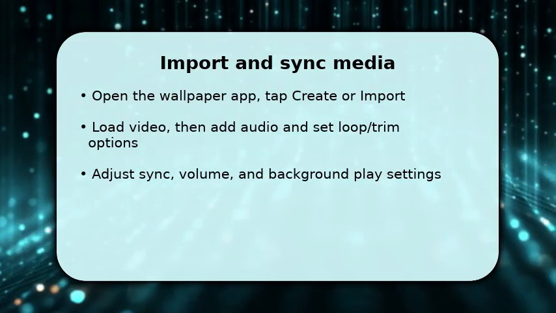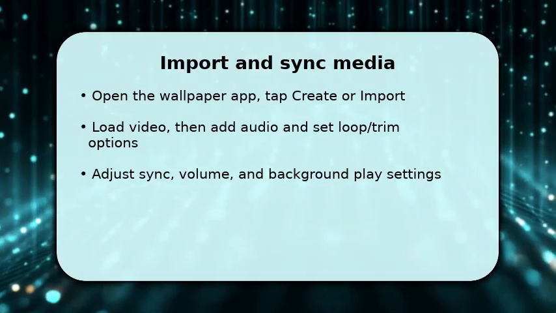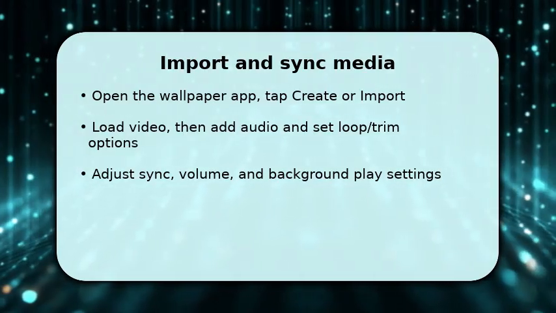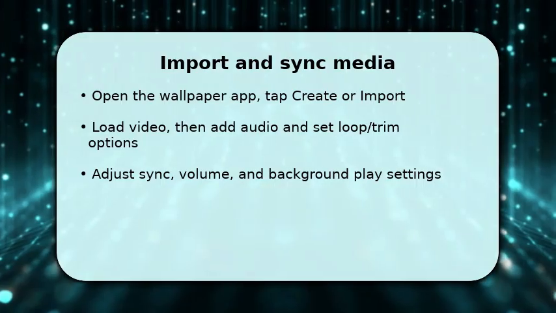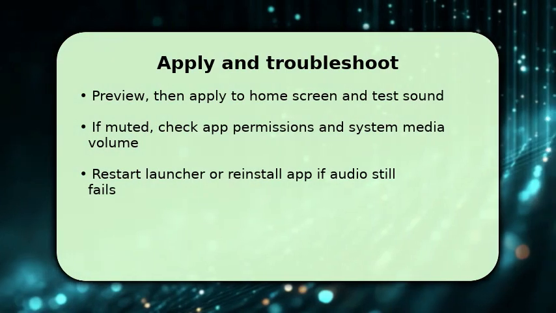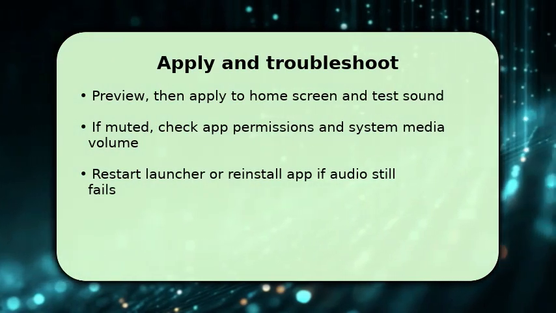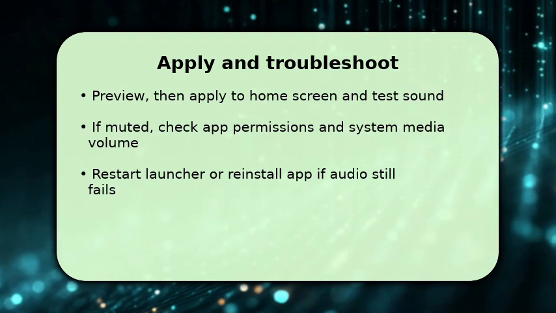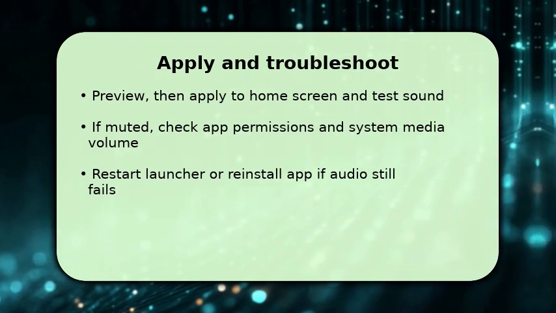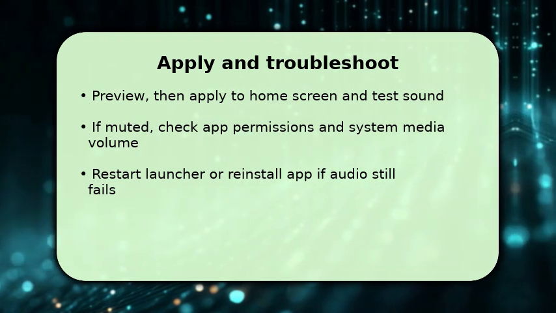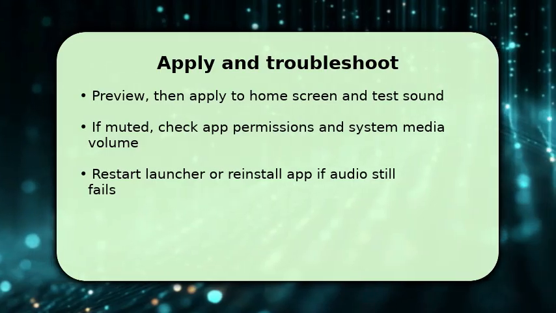Choose whether audio plays only on home screen versus lock screen, and toggle background play if you want audio when the screen is off. Preview the live wallpaper, then apply it to your home screen and test audio while the screen is active. If you hear nothing, make sure system media volume is up, and the app has permission to run in background or play audio.